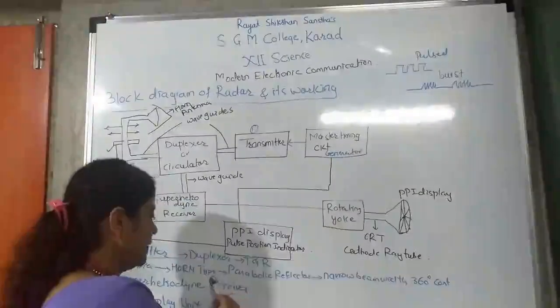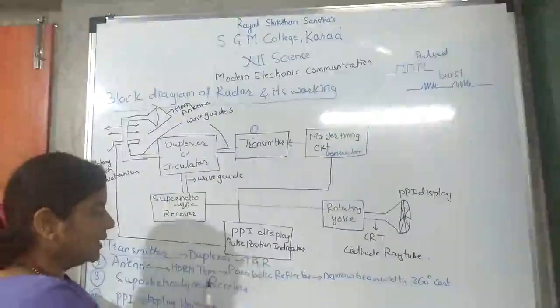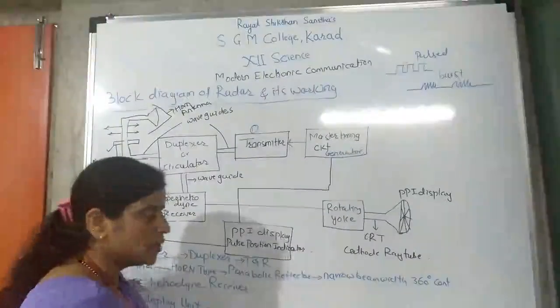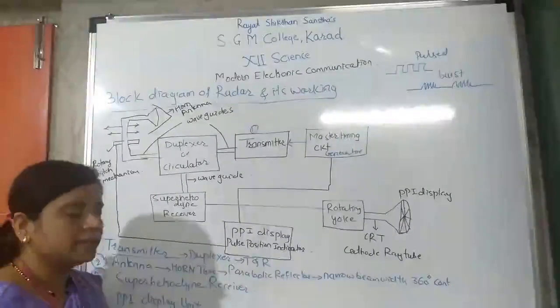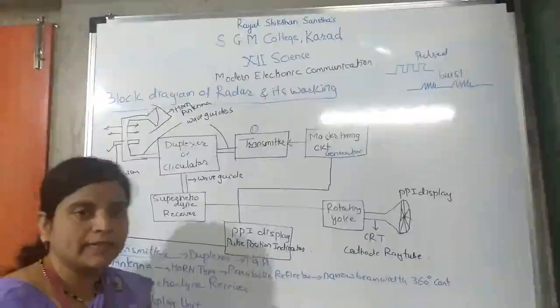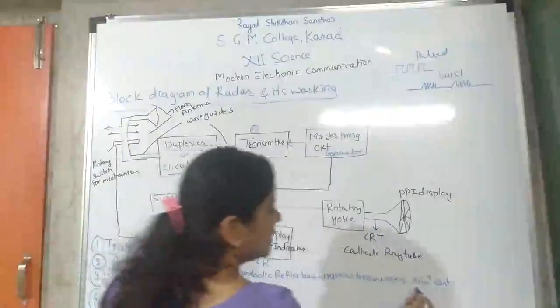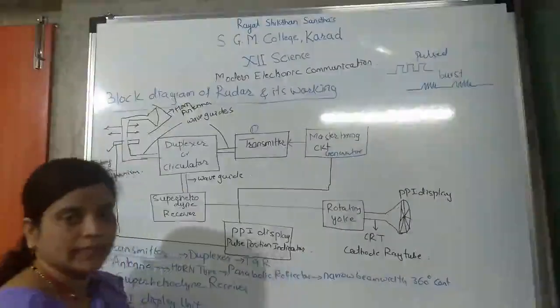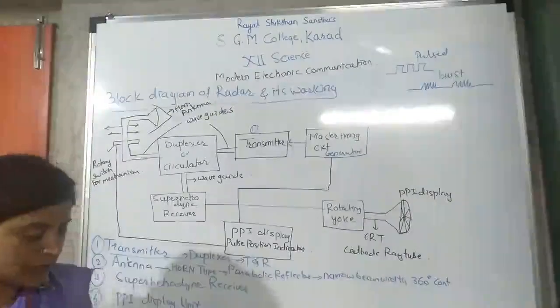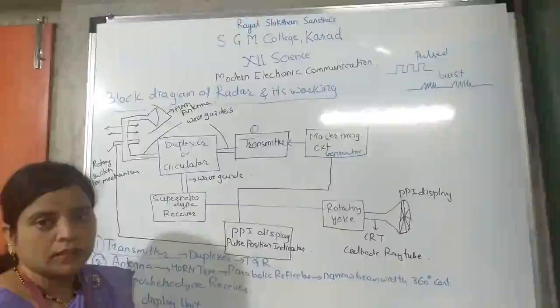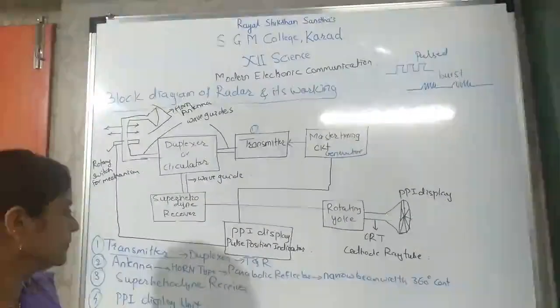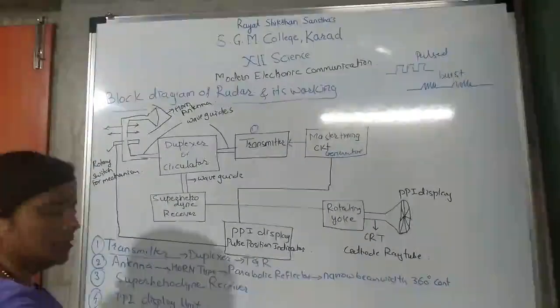So which type of antenna is used here? A horn type antenna is used, and it has the function of a parabolic reflector. Parabolic reflector means it gives a narrow beam width, and its angle is how much? 360-degree angle is there, so it continuously rotates through 360 degrees. So this is our antenna.